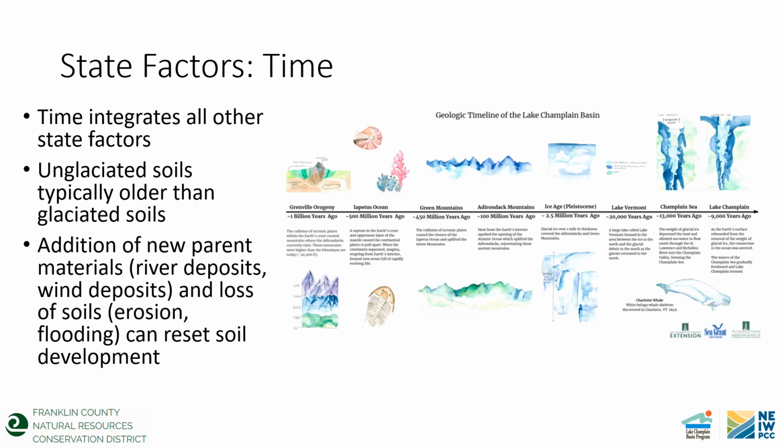Soils in areas that have never been glaciated, such as the tropics, are much, much older than soils in previously glaciated areas. Here in Vermont, the last glaciers receded about 13,000 years ago, which you can see on the geologic timeline shown on the screen. So essentially none of our soils are older than that. Additionally, inputs of new materials from deposition or loss of materials from erosion can reset soil development. So many of our soils in Vermont are younger than 13,000 years due to this process of deposition and erosion.